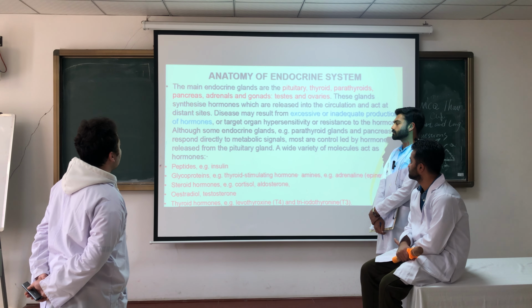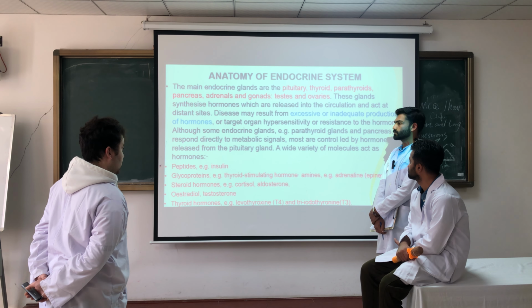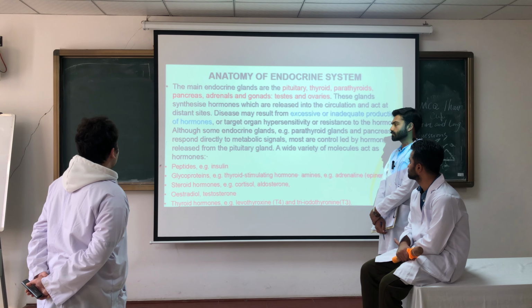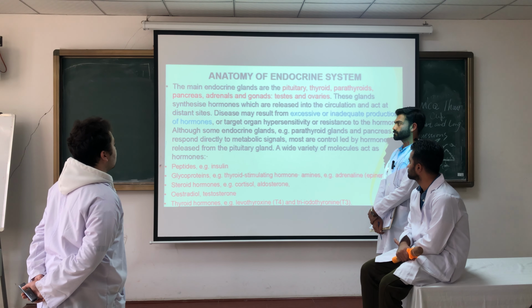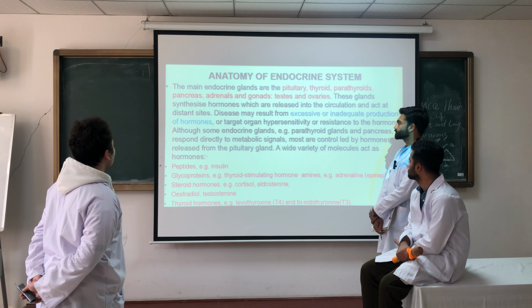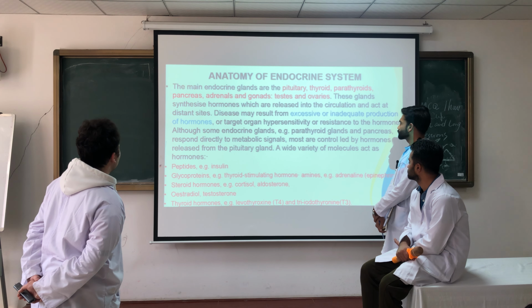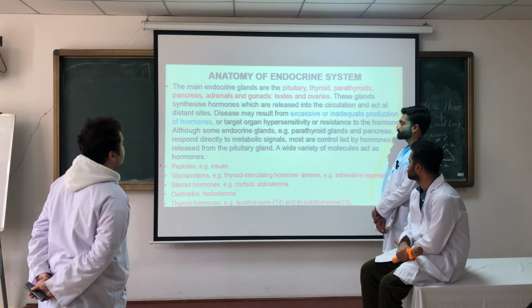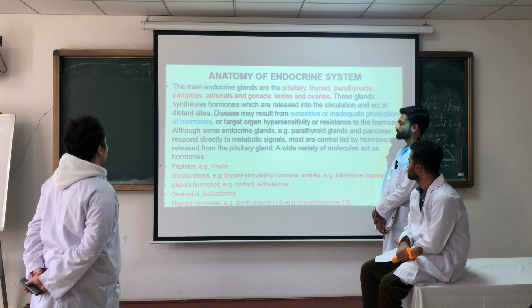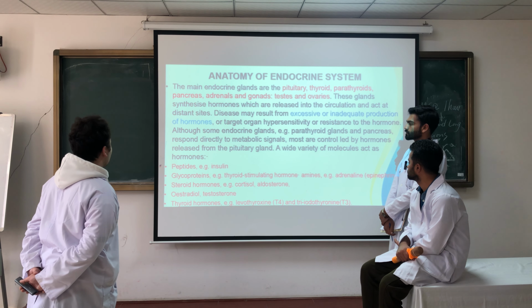Disease may result from excessive or inadequate production of hormones, or target organ hypersensitivity or resistance to the hormone. Although some endocrine glands, such as the parathyroid glands and pancreas, respond directly to metabolic signals, most are controlled by hormones released from the pituitary gland. A wide variety of molecules act as hormones.